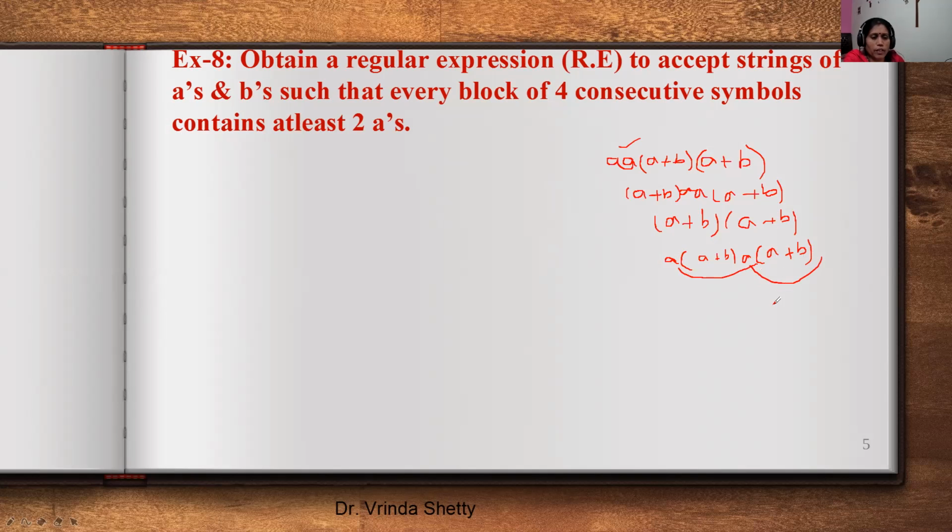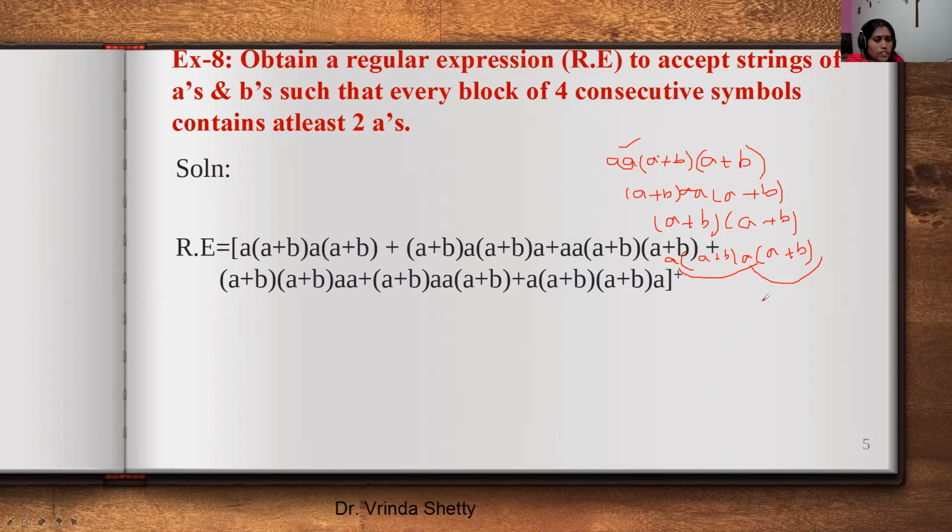Like this, all the options, whatever the possibilities are, all the possibilities have to be written. You can see here, starting with A, here 1 A, in between you can have any number of A's and B's, 4 consecutive symbols. Then next, here is 1 A, here is 1 A, it can start with A or B, and here it can also have an A and B, here 2 A's we have got. Here 2 A's, followed by A or B, A or B. Here also ending with 2 A's, followed by A or B, A or B.